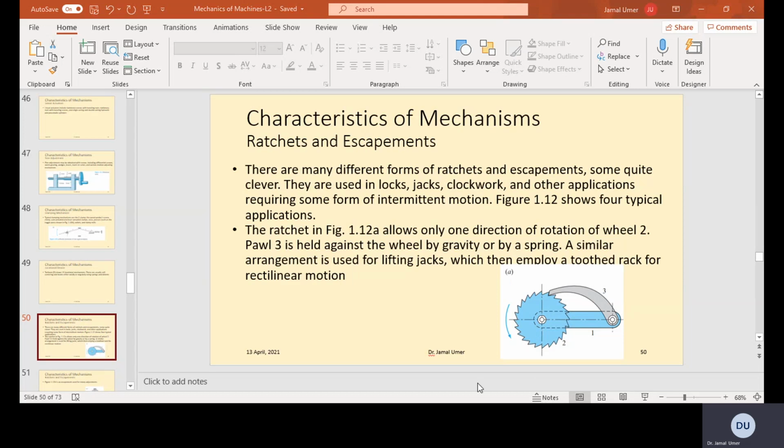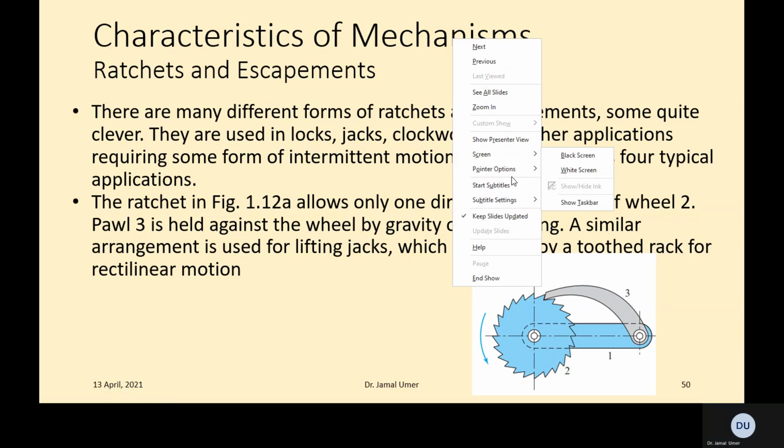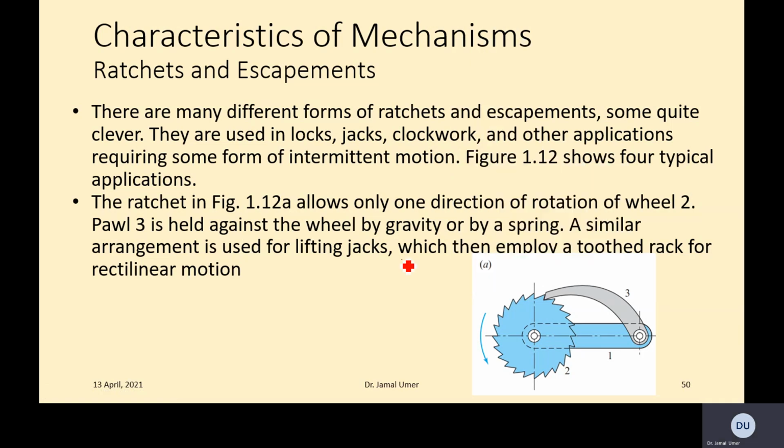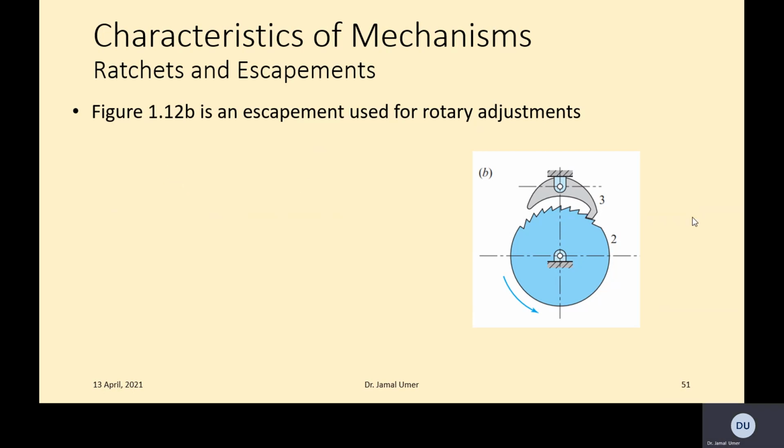All right, so in continuation, now another example. Figure 1.12b is basically for rotary adjustment. It is a similar phenomenon where you have link 3, which also allows movement in one direction. It allows movement in this direction, but if it goes in this direction, it will not allow it. So this is for the rotary adjustment type of mechanism.